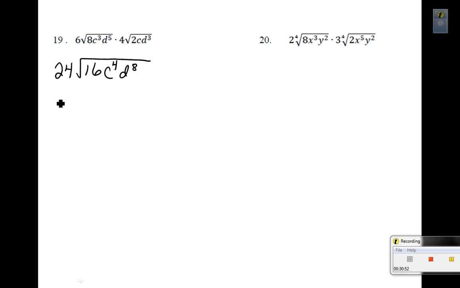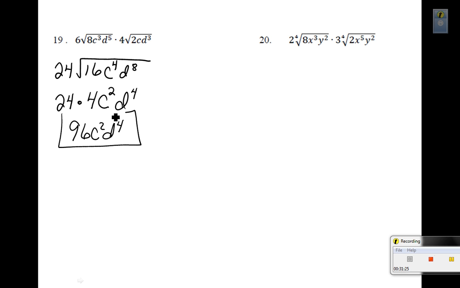Now let's reduce this. This becomes 24 times the square root of 16 is 4. C to the 4 divided by 2 is 2. D to the 8 divided by 2 is 4. Now we're ready to go get our answer. 24 times 4, 96. C squared D to the 4th. So moral of that story, if we're multiplying, you can put radical parts together and you can put the whole parts out front together.